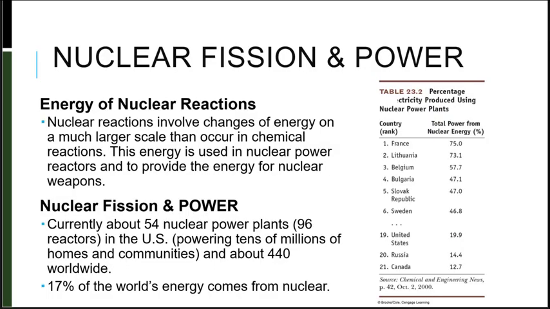Let's look at the energy of nuclear reactions. Nuclear reactions involve changes of energy on a much larger scale than what occur in chemical reactions. This energy is used in nuclear power reactors and can provide the energy for nuclear weapons. Currently, there are about 54 nuclear power plants and 96 reactors in the United States, powering tens of millions of homes and communities, and about 440 nuclear power plants worldwide.